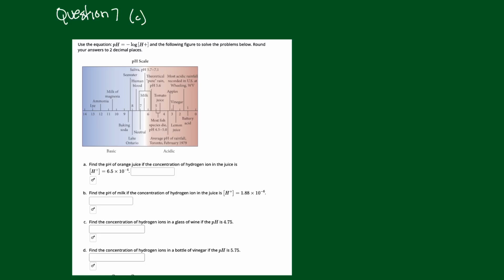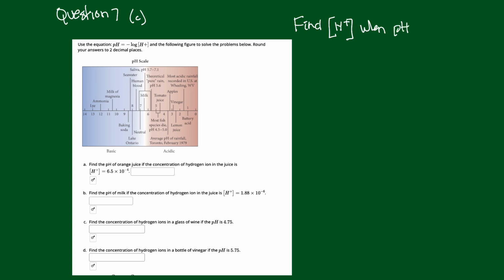Okay, now I'm not going to do part B, because part B is the same as part A. Instead of putting in 6.5 times 10 to the negative 4, I'm going to put in 1.88 times 10 to the negative 6. So really it's just the same problem. Let's do part C. What I want to do now is find the hydrogen concentration. That's H+. In this case, I want to find H+. That's what you call the hydrogen ion concentration, H+ in those brackets.